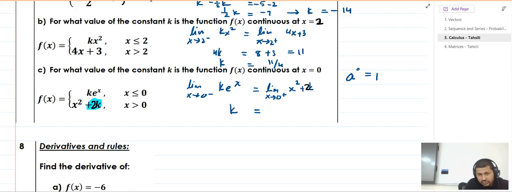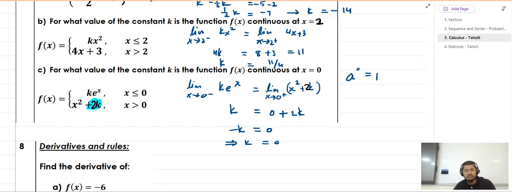If I substitute 0 in the place of x on the other side, I will get 0 plus 2k, right? So I take this 2k over, and I have negative k equal to 0. This implies k is equal to 0. Yeah, so that's my answer, k equals 0.